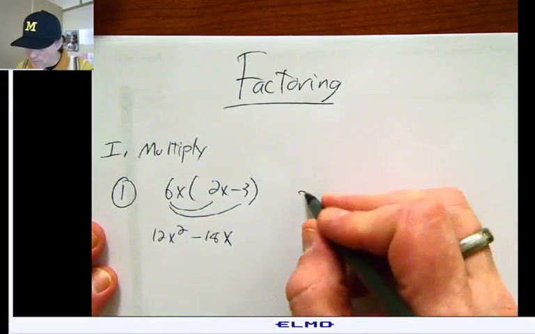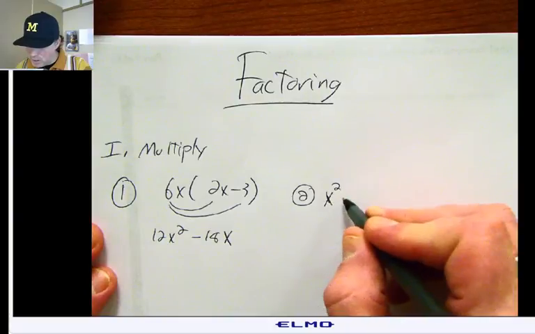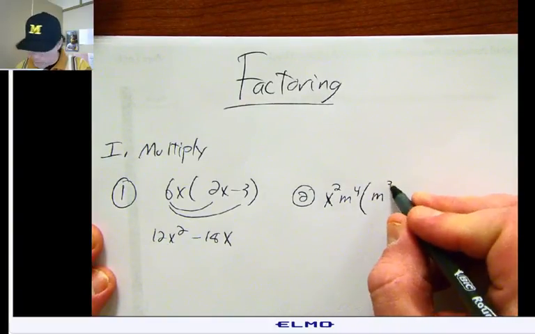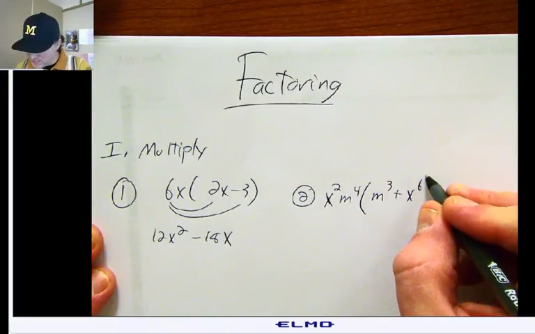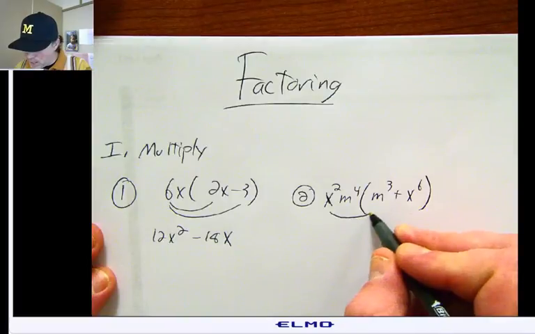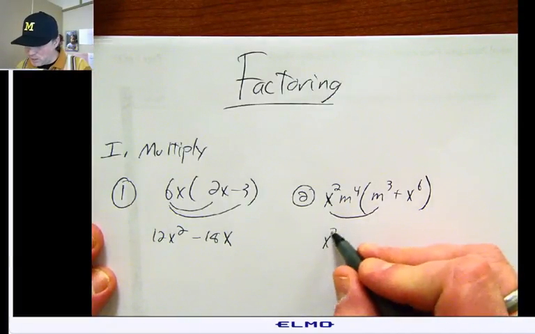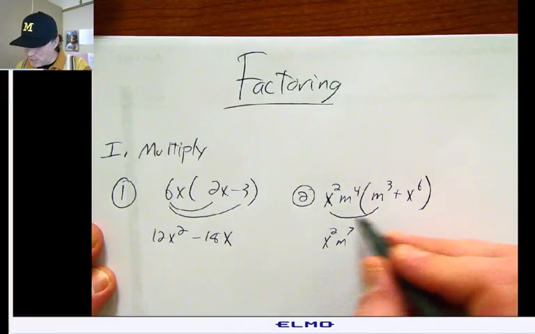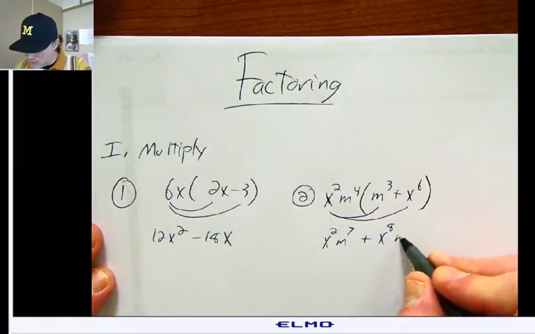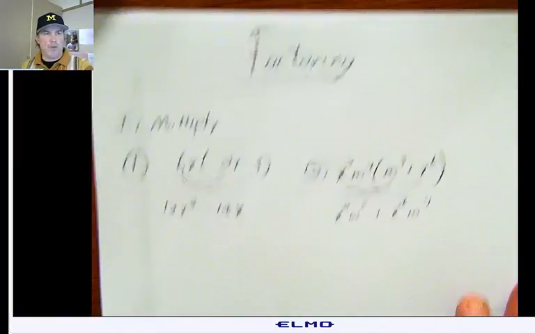Okay, I have a number 2 on this, and it's x squared m to the 4 times m to the 3 plus x to the 6. And we're going to do the same thing, we're going to do distributing. x squared m to the 4 times m to the 3 is x squared m to the 7. And this one would be plus x to the 8 m to the 4. All right, that's the multiplying.